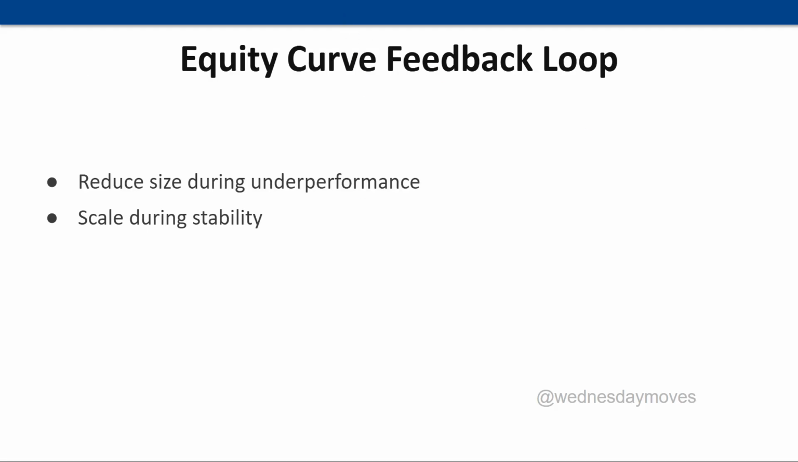Equity curve feedback loop. Now, one advanced concept is dynamic risk scaling based on performance stability. During periods of underperformance, exposure is slightly reduced to preserve capital and emotional balance. During stable performance phases, exposure can increase methodically within defined limits. This feedback loop stabilizes long term progression.